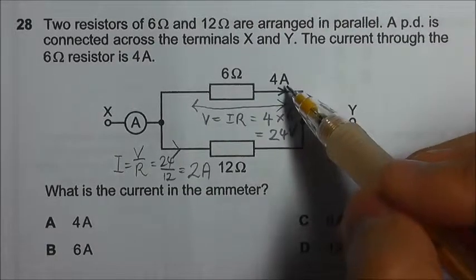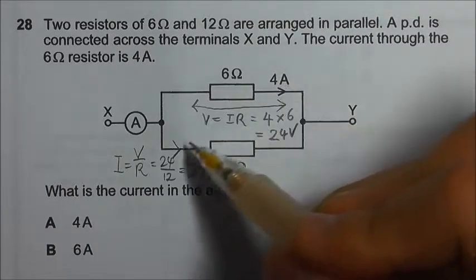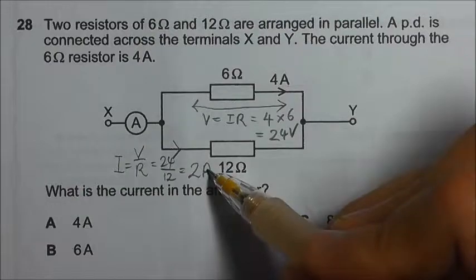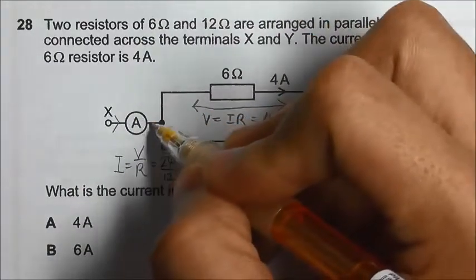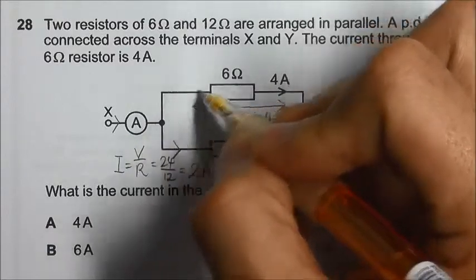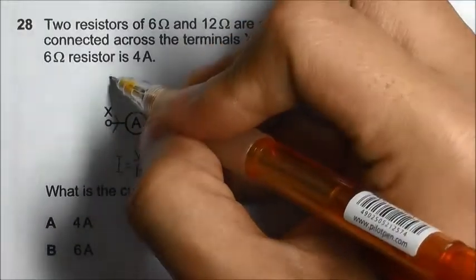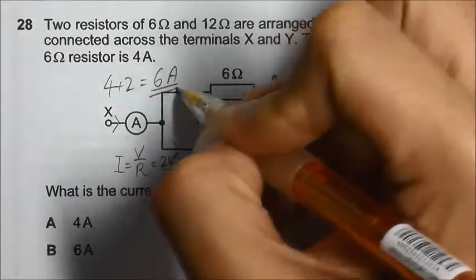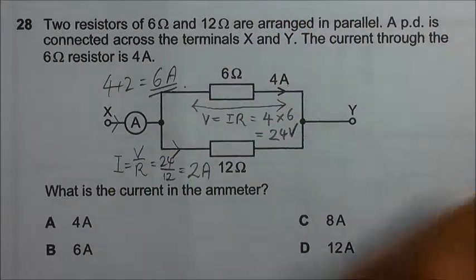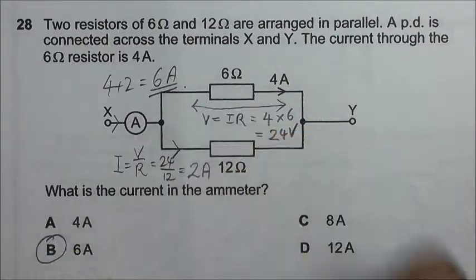So the current down here is 4 ampere and down here is 2 ampere. So that means the current that passes through the ammeter before it splits into 4 and 2 should be 4 plus 2 equal to 6 ampere. So the answer should be B.